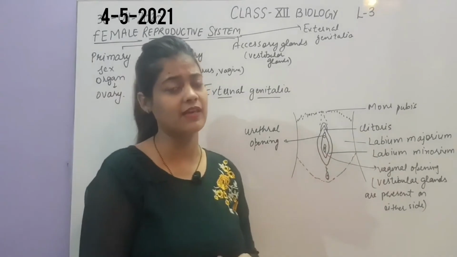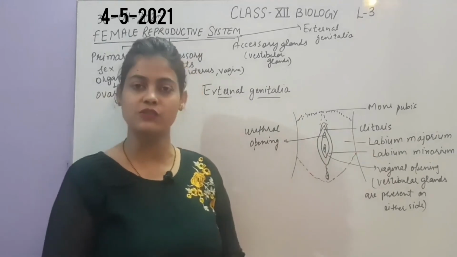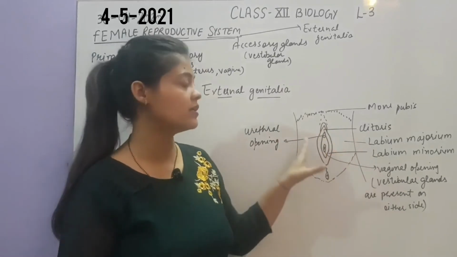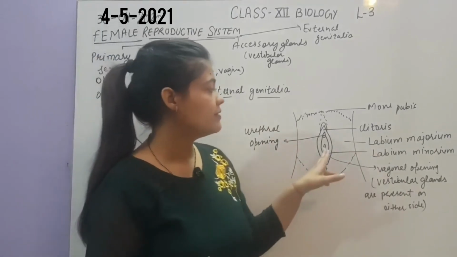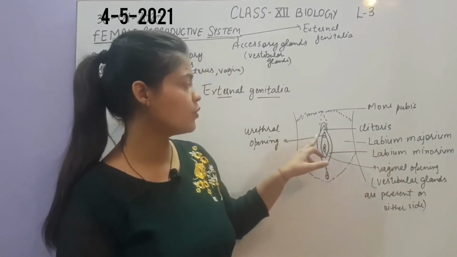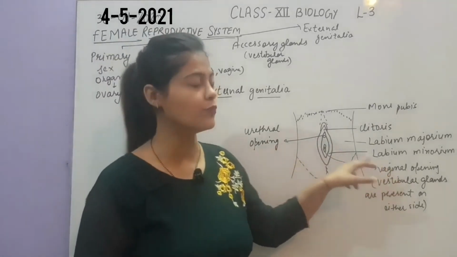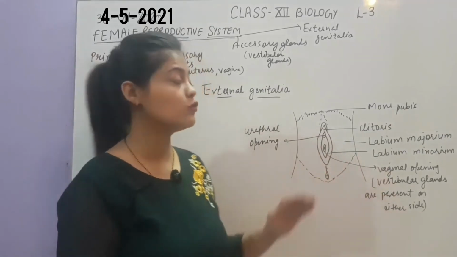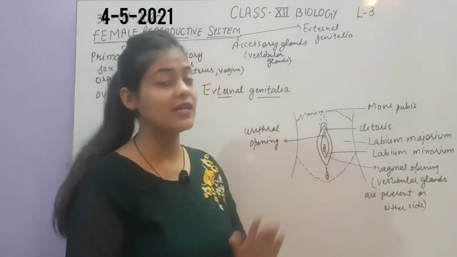Like the testes are there in the scrotum, similarly these labium majus and labium minus are homologous to the scrotum, and they will provide protection to the inner delicate portions of the reproductive system. Then inner to the labium minus, two openings are there. Here you can see the upper one is the urethral opening and the lower one is the vaginal opening. So urethral opening is for the passage of urine and vaginal opening is the one through which the sperms can be released into the female reproductive tract.